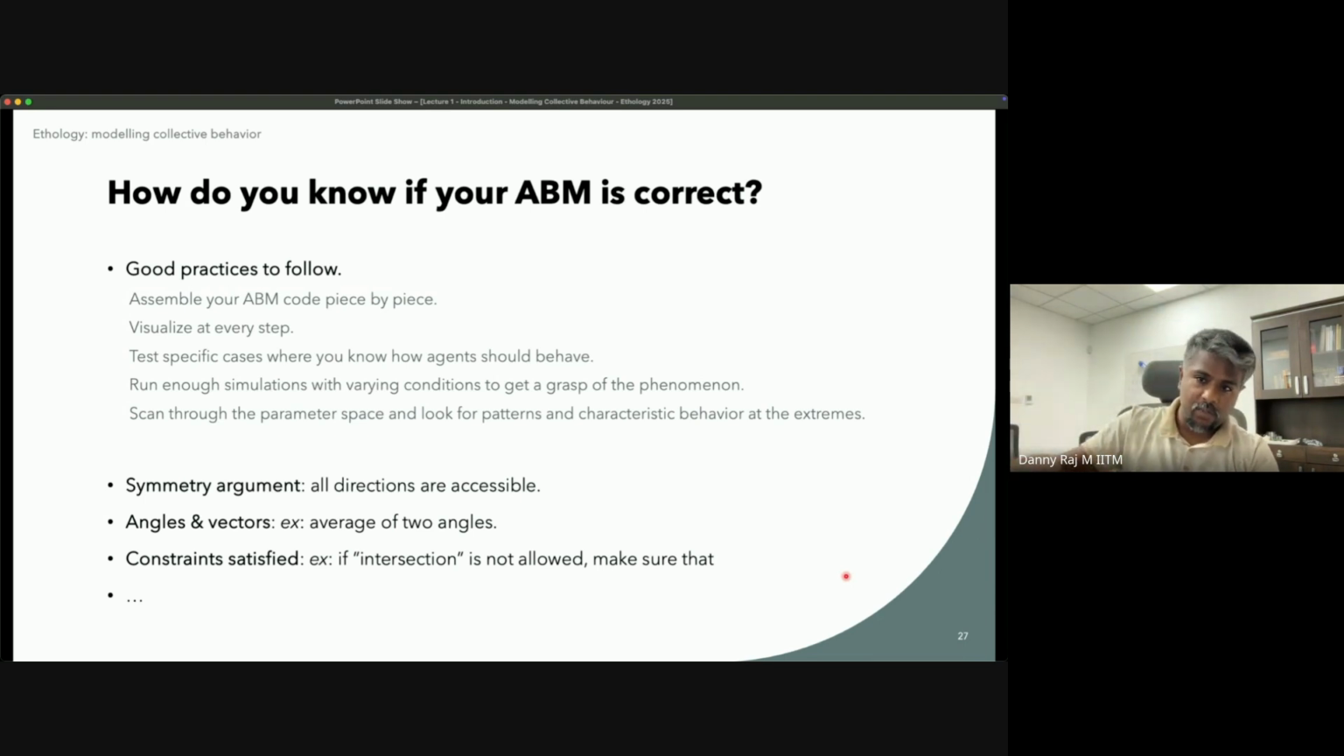Even if you made that mistake and you simulate the system, it looks like fish that are moving. But the only problem is all these fish will always move in 180 degrees. Only then do you realize something is wrong. So the symmetry argument, and all of these things, and make sure constraints are always satisfied. If, for example, an intersection is not allowed between two individuals, it should never happen. These are extreme cases that you make sure are always satisfied. When you do these checks, you will make sure that your ABM is working well.